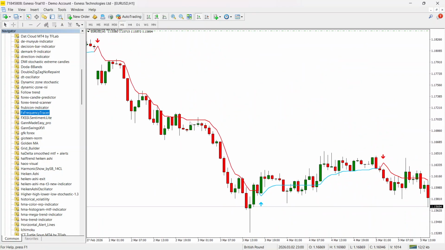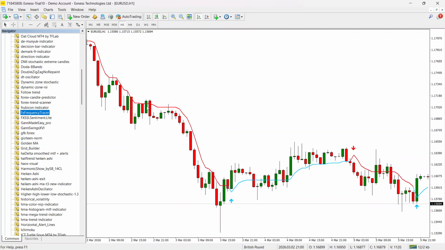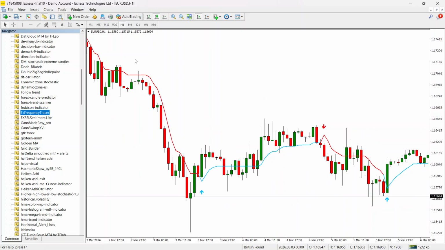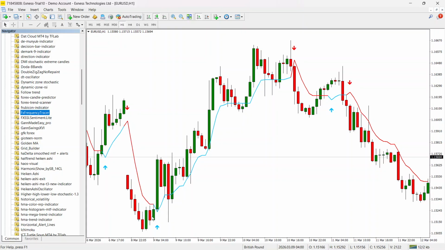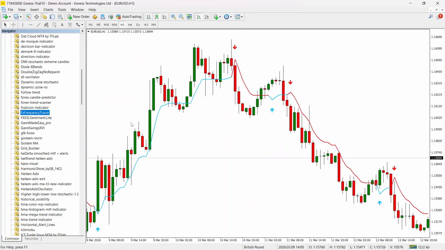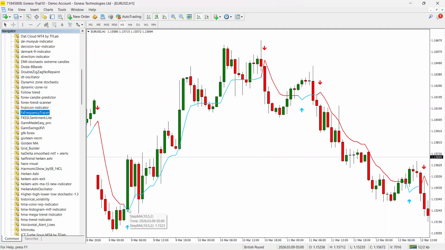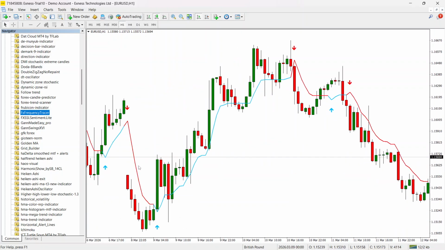As you can see on the chart, the indicator plots a moving average style line that changes color depending on the direction of the trend. Now, when price rises above the line, it suggests a bullish trend, with the indicator changing color to blue for bullish and a blue arrow appearing at the point of transition.